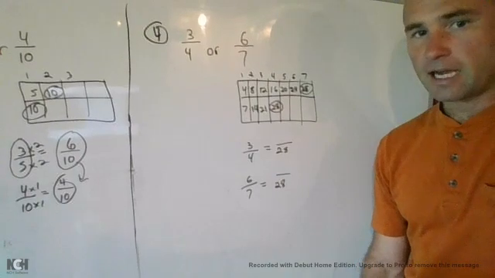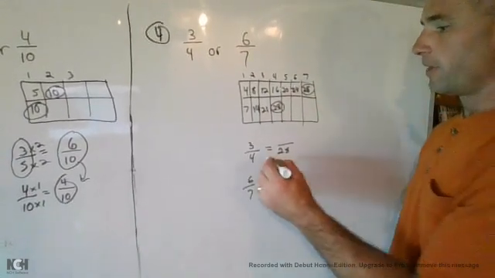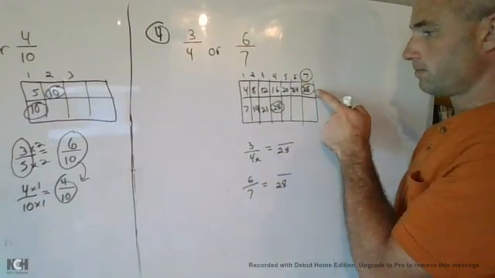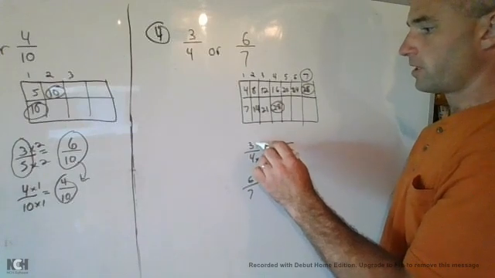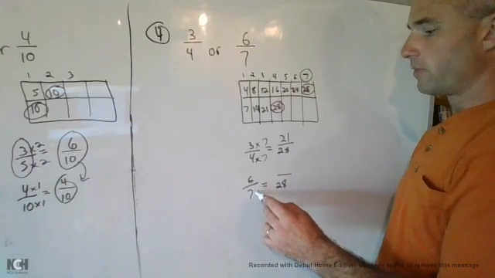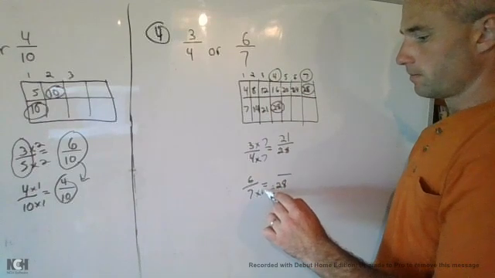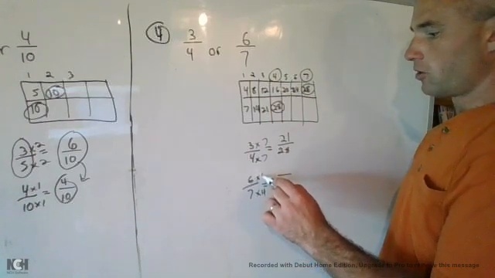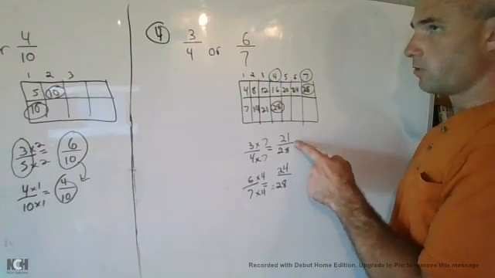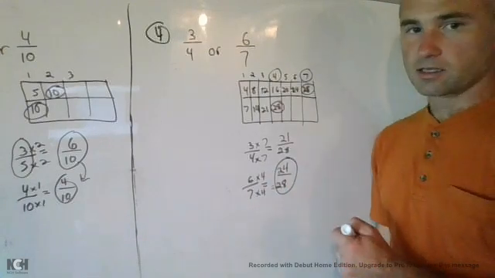So hopefully you found the denominator to be 28 here. And then you hopefully asked yourself, how many 4s did it take me to get to 28? 7 of them. So therefore you do 3 times 7 to give you 21. Then you asked yourself, how many 7s did it take me to get to 28 here? 4 of them. 6 times 4 is 24. So you have 21/28 and 24/28. You see that 24/28 is the larger fraction.